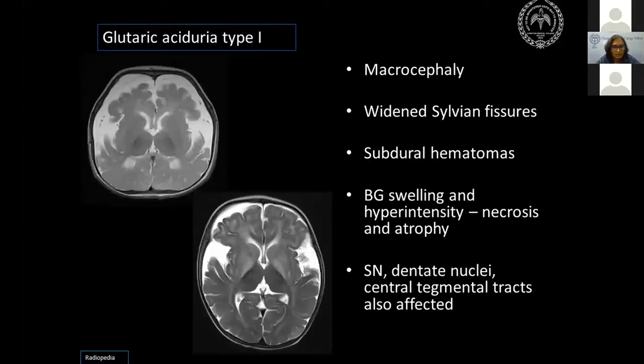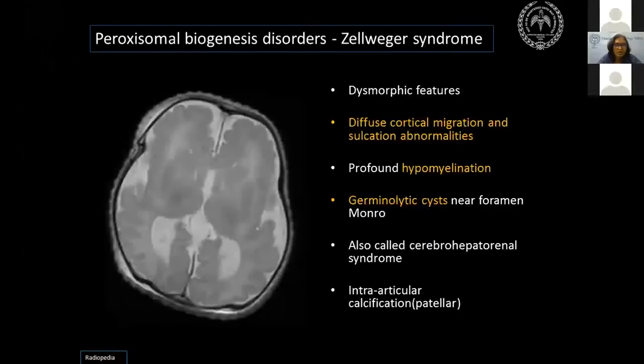Glutaric aciduria type 1 may just present with macrocephaly, but can also have bilateral large subdural hematomas. Typically they have widened sylvian fissures. There can also be basal ganglia signal abnormalities in this condition. What about the peroxisomal biogenesis disorders like Zellweger syndrome?